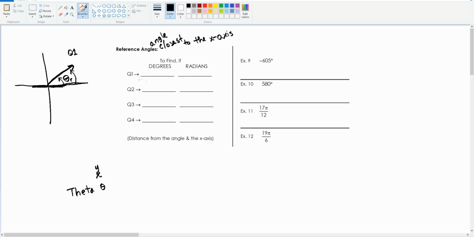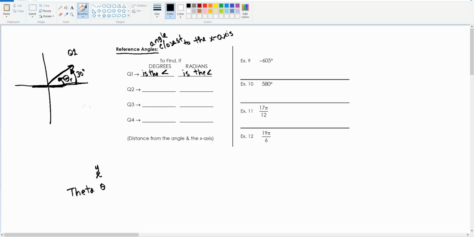So for quadrant 1 in degrees, your reference angle is the actual angle. Okay, it's the angle. And of course, if you're in radians, then it's the same thing. It's the angle. So whatever the angle is in quadrant 1, it is its own reference angle. So if this was 30 degrees, then the reference angle is 30 degrees.